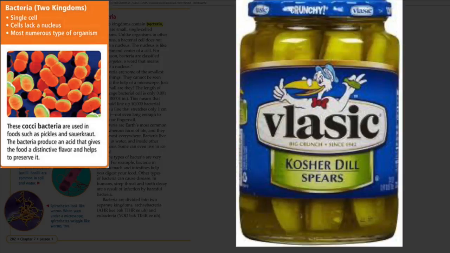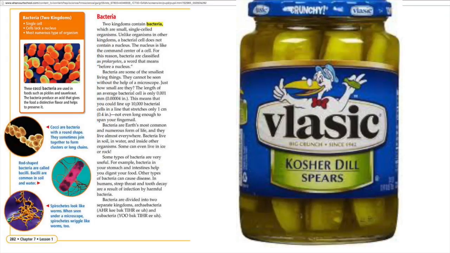and the bacteria will make an acid that will give that food that special flavor that we like. Okay, they're round shape. Sometimes they'll join together in clusters. Those are what we use for helping with our meal preparations.